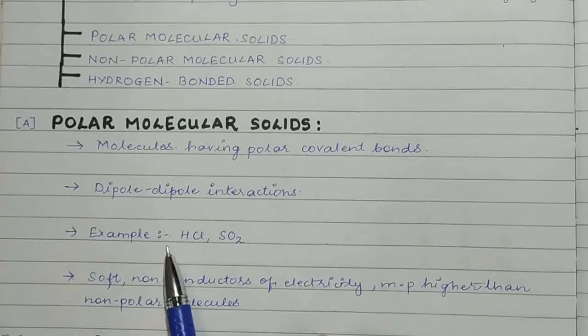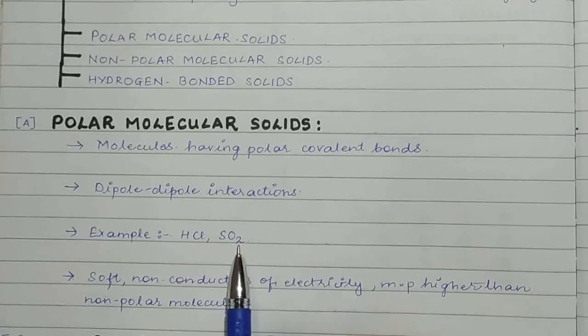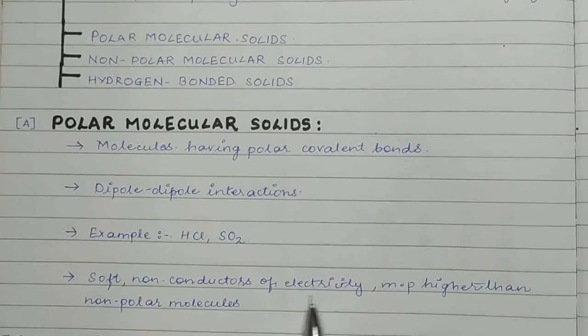Examples of polar molecular solids are HCl and sulfur dioxide. The properties of polar molecular solids are that they are soft and they are non-conductors of electricity.